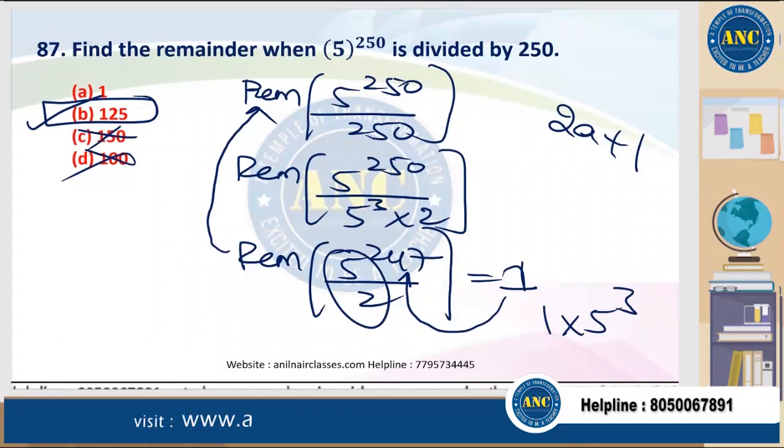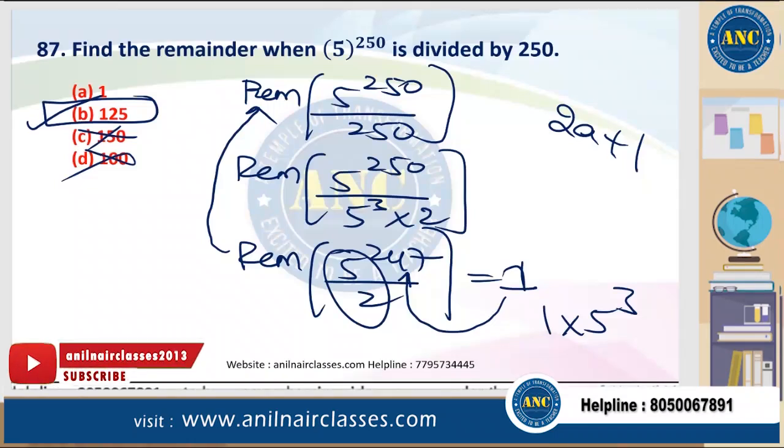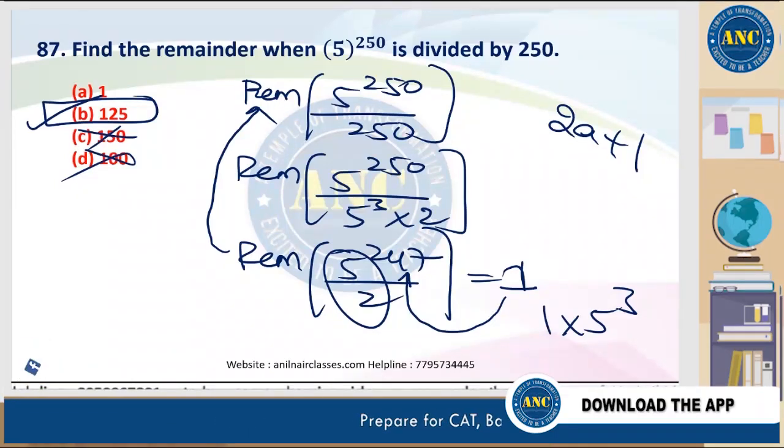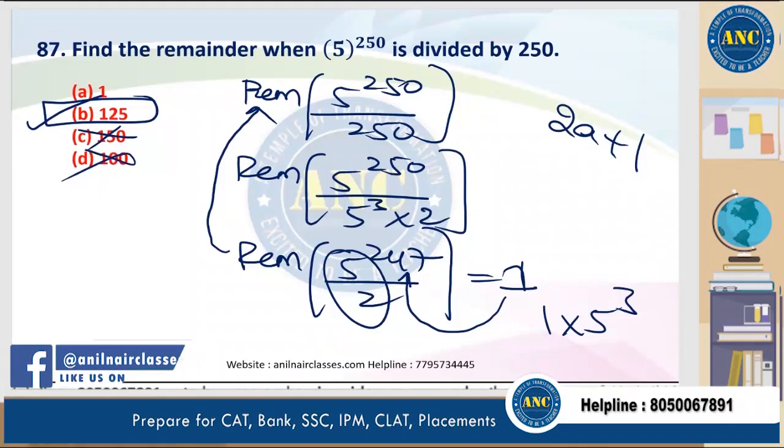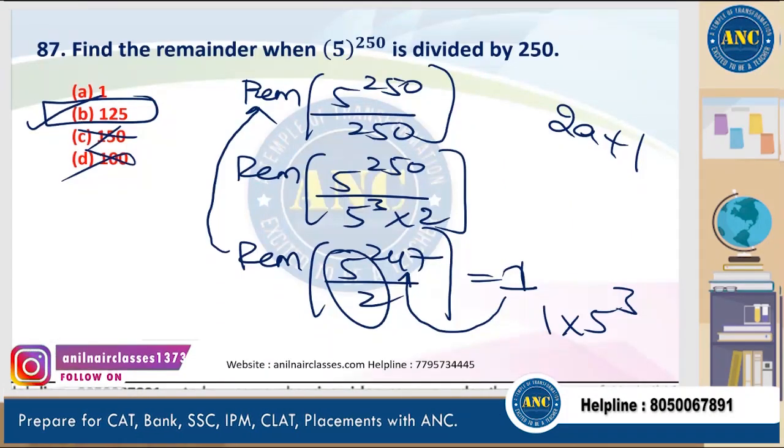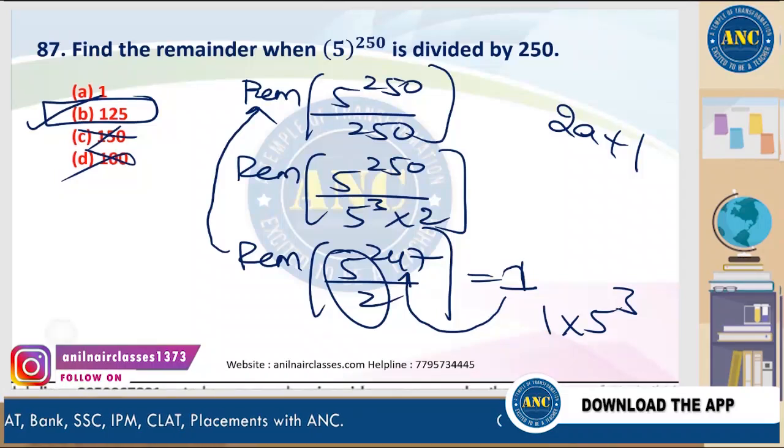When the numerator and denominator are not co-prime to each other, how to solve? So 250 is 5 cube into 2. 5 power 247 by 2. 2 twos are 4, remainder 1. 1 is for 5 power 247, but I want it for 5 power 250. So into 5 cube.